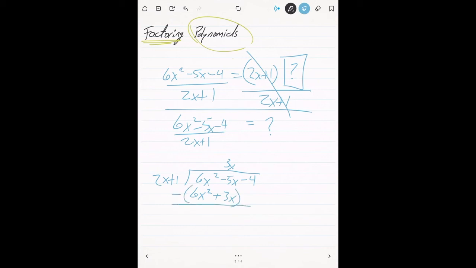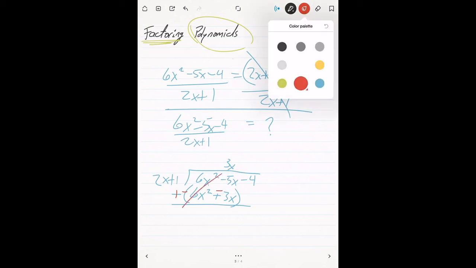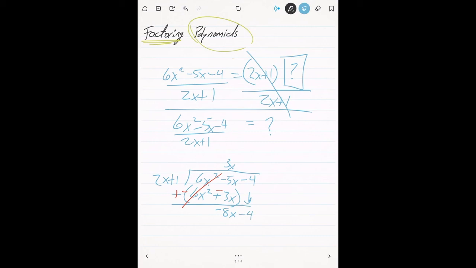We have to subtract this every time, so I'm going to distribute a negative through. When I add 6x squared and negative 6x squared, they cancel out, and we are left with negative 8x. Then we carry down the next term, negative 4, and repeat this process. What times 2x gets me negative 8x? Well, 2x times negative 4 got us negative 8x, and negative 4 times 1 got us negative 4. And we would have to subtract all these quantities.